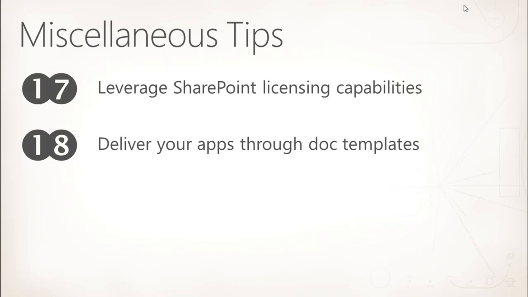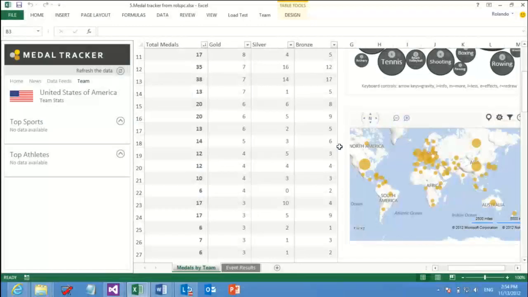Okay. And the next tip, number 18, is about delivering your apps to your end users. So you probably have seen a few demos. We showed the metal tracker demo today, which I can just flash again here. And the idea here is that not only end users can acquire apps from those catalogs, but there is a very nice viral adoption for apps for Office that you can get through documents.